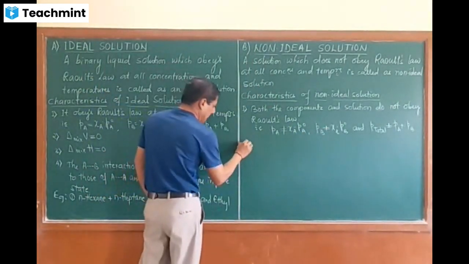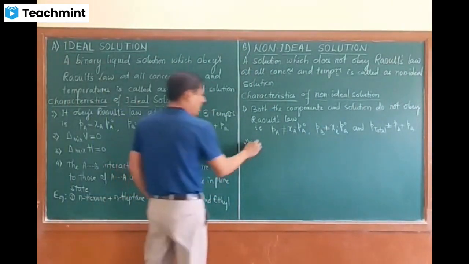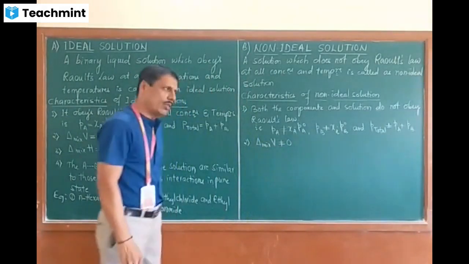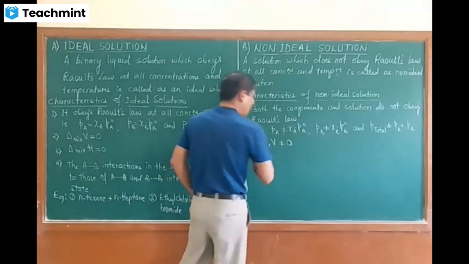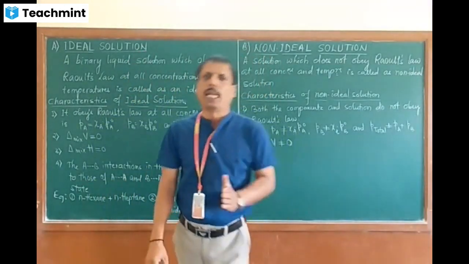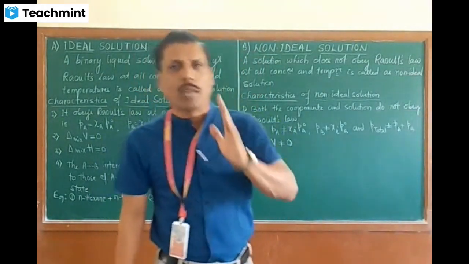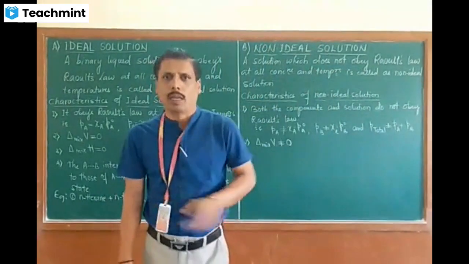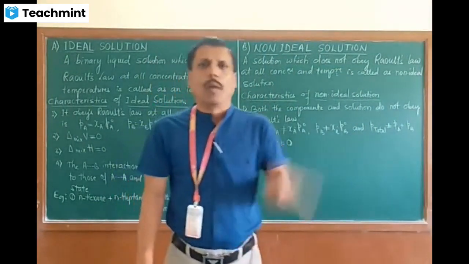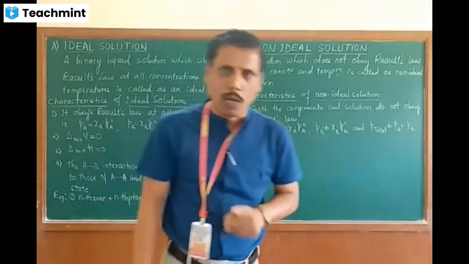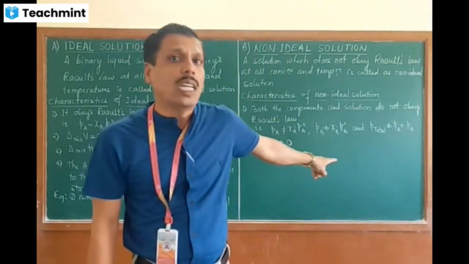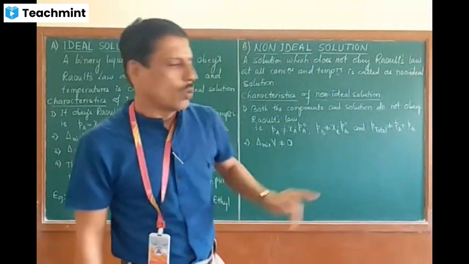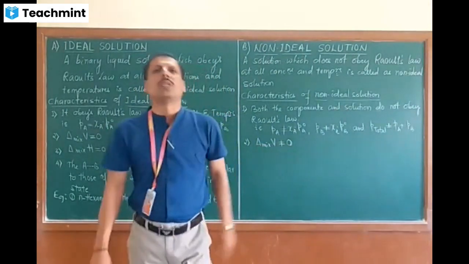Now, the second characteristic: delta mix V is not equal to 0. As I have explained, in case of ideal solutions, if you take 100 ml of liquid A and 100 ml of liquid B, we get 200 ml of the solution. But in case of non-ideal solution, when you take 100 ml of liquid A and 100 ml of liquid B, the volume of the solution is not 200 ml. Either it is less than 200 ml or more than 200 ml. Is it clear? So therefore we write delta mix V is not equal to 0.